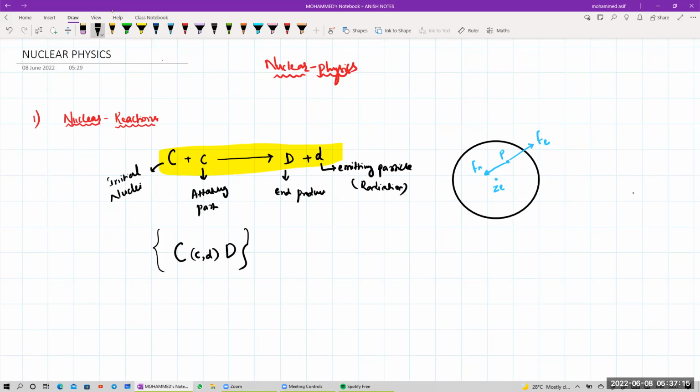Yes, sir. So Fe is your repulsive electrostatic force, and Fn is your net attractive nuclear force. If the two are equal, then only this atom or nucleus will be stable. If Fe equals Fn, then only we can say that the nucleus is stable. Fe is the electrostatic repulsive force, and Fn is nothing but your nuclear force.